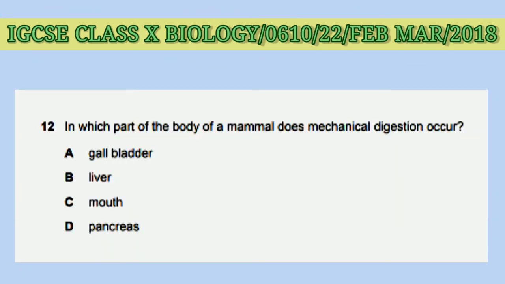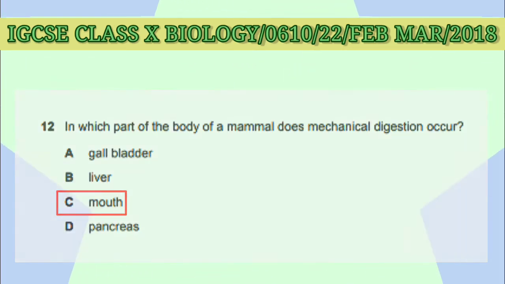Question number 12. In which part of the body of a mammal does mechanical digestion occur? It occurs in mouth. When we chew food, food particles are broken down into smaller pieces, which makes digestion easier. So this part is mechanical digestion. Although both mechanical and chemical digestion occur in mouth, as food gets mixed with saliva which contains enzyme amylase.